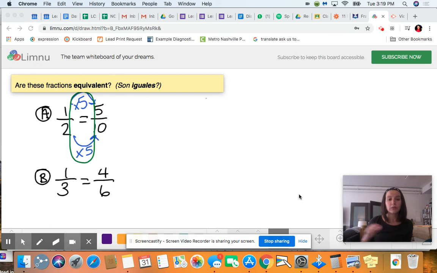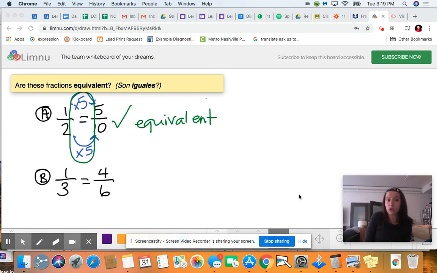Yo puedo multiplicar el numerator y el denominator por el mismo número, entonces son iguales porque 5 y 5 son en los dos partes. So in this case, they are equivalent. Let's look at the second example. In this second example, is 1/3 equal to 4/6?